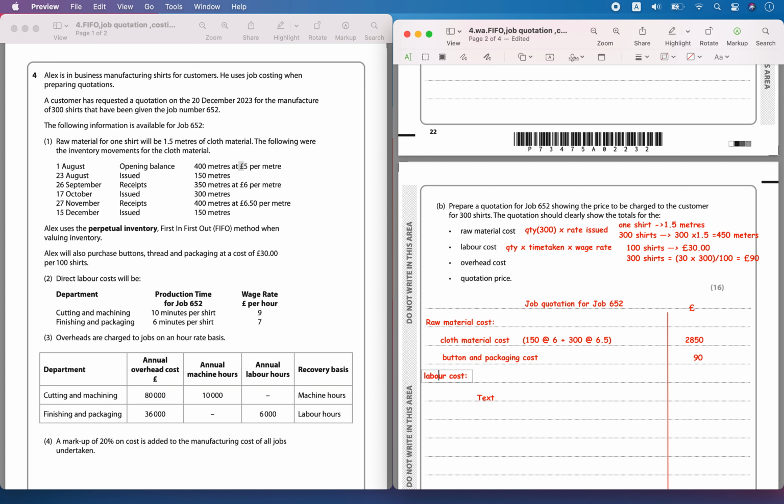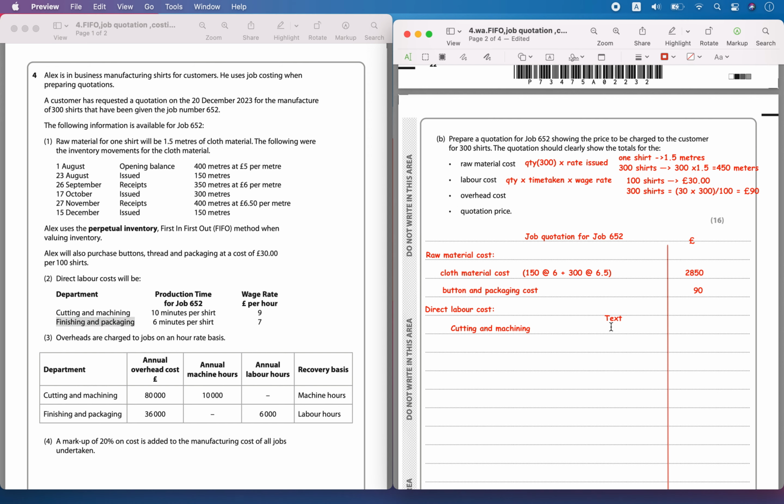In the labor, this is the direct labor cost. Total of direct labor cost which is involved. They are spending in two departments. One is cutting and machining and the other one is finishing and packaging. And the wage rate paid is £9 per hour and £7 per hour. So let's calculate the total labor hours spent in the two departments. I have cutting and machining, and then there are people who are doing finishing and packaging also.